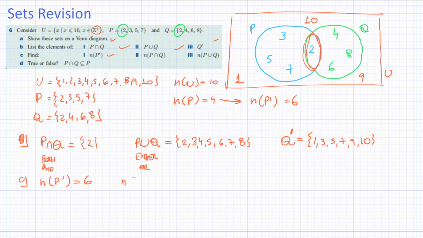Now, what about the number of elements in P intersection Q? So P intersection Q is what both of them have in common. Intersection is AND. So what do they have in common? 2. How many elements do I have there? 1. What about number of elements in P union Q? Well, P union Q is everything that they have combined. So I could do exactly the same thing that we have done here with a complement, right? The union, and then I can think, oh, outside would be the number of elements in our universal set minus that. But anyway, the union here, if you count, you'll see that it's 7, right?